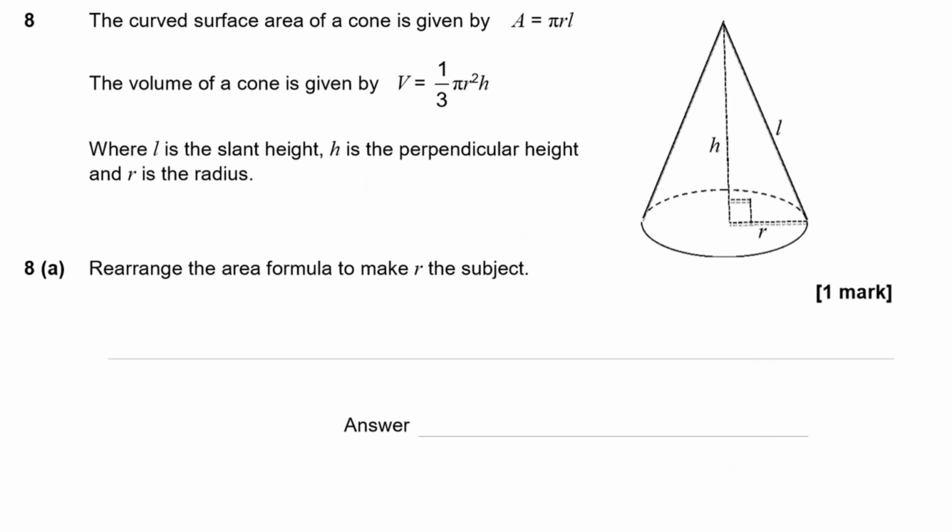Question 8. The curved surface area of a cone is given by A is equal to pi r l. The volume of the cone is given by V, which is equal to 1/3 of pi r squared h, where l is the slant height, h is the perpendicular height, and r is the radius. Right, rearrange the area formula to make r the subject.